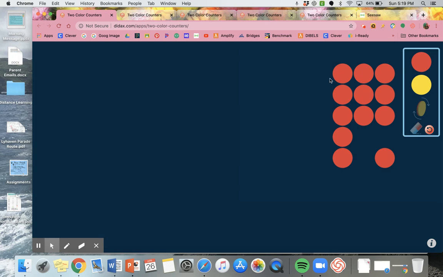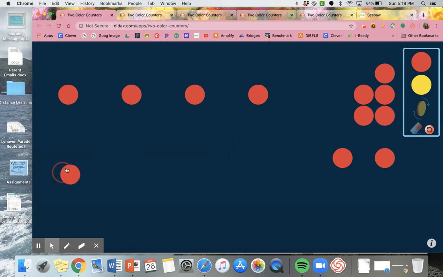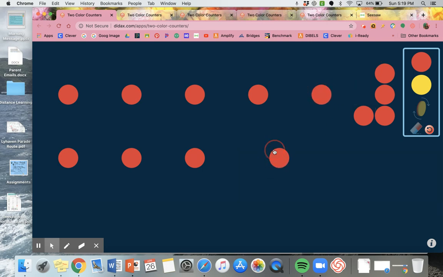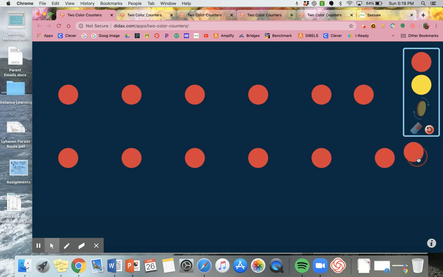So I'm going to start with the easiest way, using my counters. And the reason it's the easiest, you will see why in a minute. Oopsies. Let's make sure I have my 12. 1, 2, 3, 4, 5, 6, 7, 8, 9, 10, 11, 12. Oh, I have too many. I don't need these last 2.